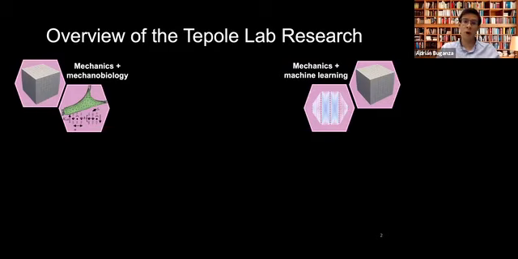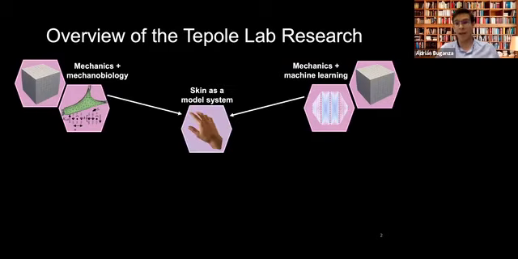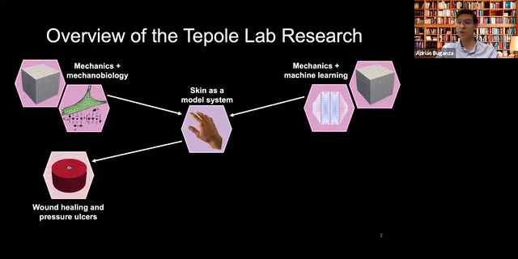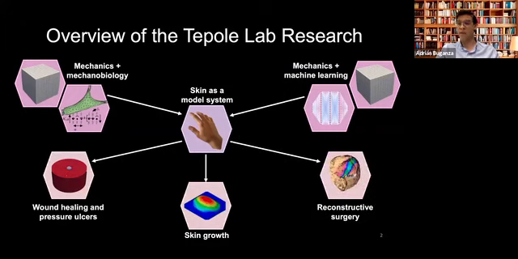Even though we work across several applications, the main model system that I have been using is skin. This is because it's easily accessible for experiments, and also because there are many different applications that we can look into. We work on wound healing and pressure ulcers, on skin growth, and on reconstructive surgery.